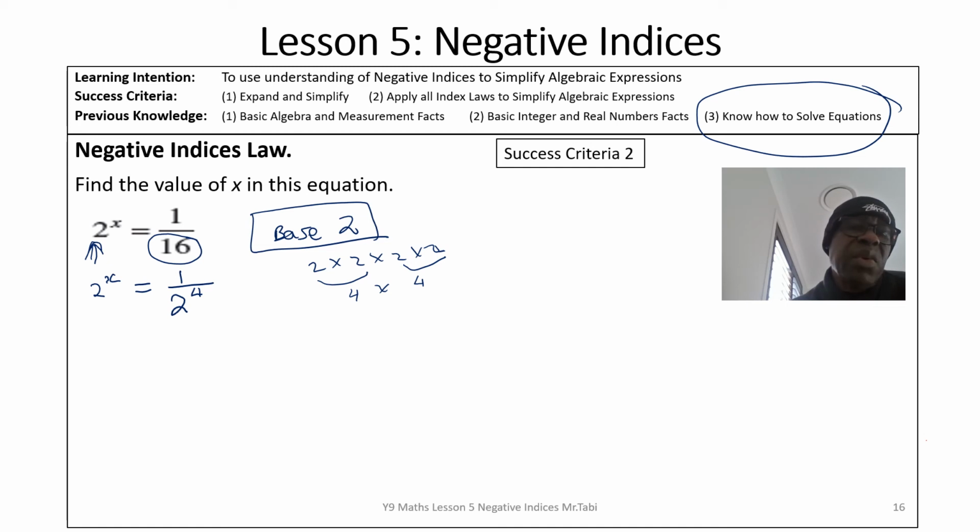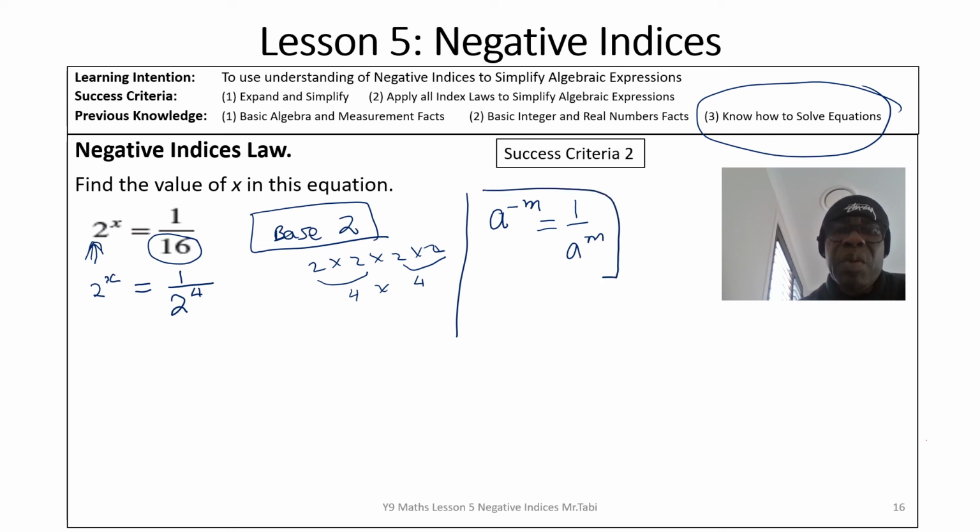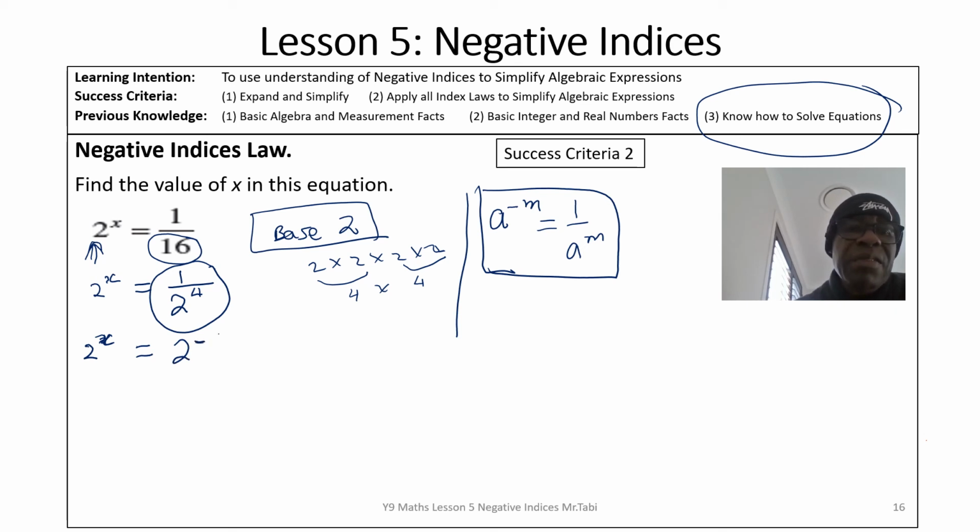So we've not changed the question. Now, if you think of negative indices, then we do know that a to the power minus m is equal to 1 over a to the power of m. And applying that to this part, I can write 2 to the power of x is equal to 2 to the power of minus 4.